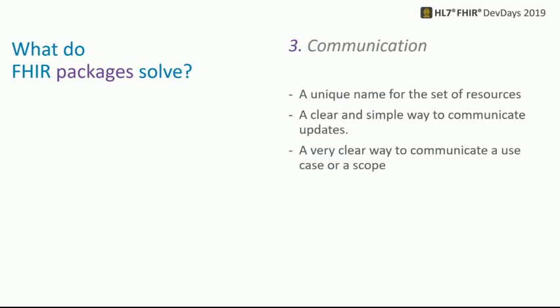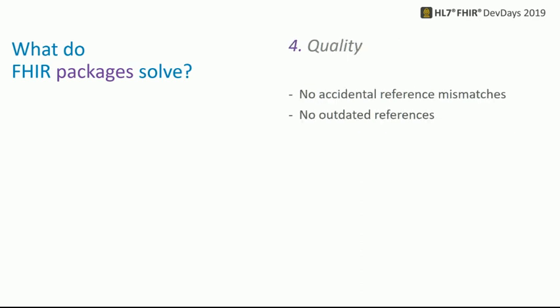The third one is communication, because if you have a use case, until now you could say my use case consists of patient 1.2, organization 1.3, etc. So it was just a large body of data, and now it has a name. Your use case has been given a name. And the fourth one is quality, because you don't have to do these weird updates to keep things working, and because things work automatically, there are a lot fewer errors.